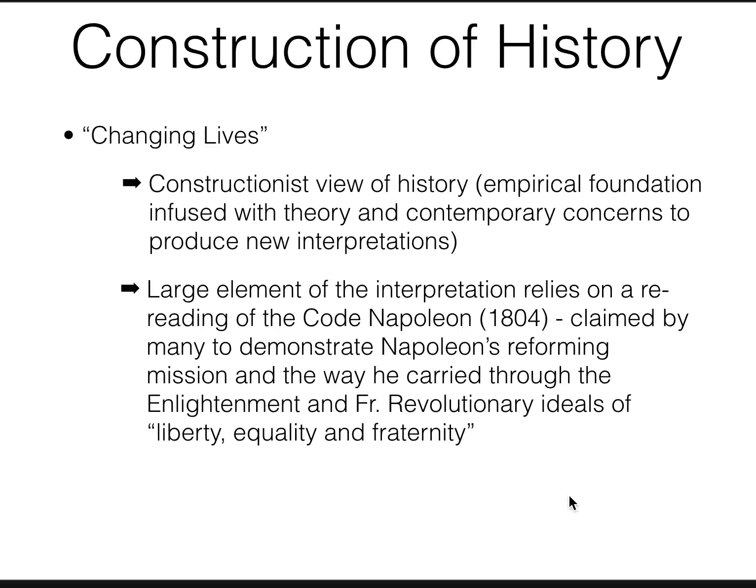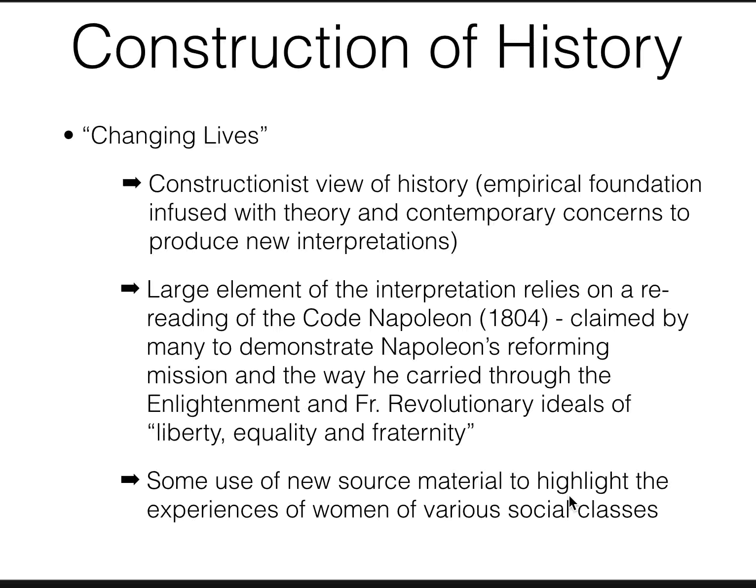his modernizing mission. Now, she's reading the same document, the Code, and asking questions about what it assumes about gender and what it reveals about the experiences of women. What did it mean for women? So she's rereading that document and asking the question, does it really suggest that Napoleon built an empire based upon liberty, equality, and fraternity, or something else? It's also important to note that she looks at new source material to highlight the experience. She doesn't assume that because the Code says this, therefore this must have happened.